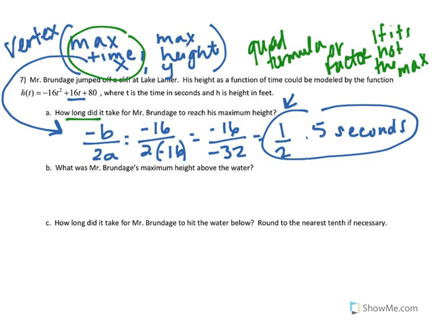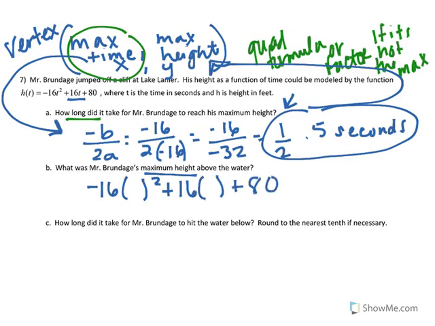Now it's asking, what was Mr. Brundage's maximum height above the water? So now it's asking you for the height. It wants you to find the y. Well, how do we find the y in our vertex? We plug it into our equation. So we're going to plug whatever we get for our x into our equation. I'm going to use 0.5 because I like to use my calculator. And when you calculate this, you should get that his height above the water was 84 feet.